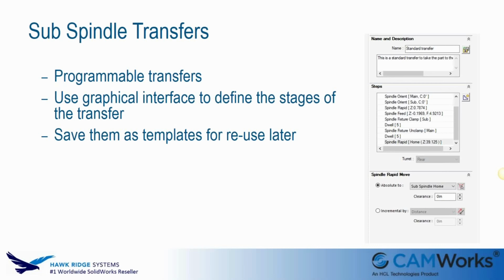Or you can just do standard transfers. You can just grab it, take it home, or you can do things like grab the part, pull it out a small distance, do a cutoff, and then take it home if you've got a bar feed or something like that in there. So we're going to go through a couple of examples of looking at sub-spindle transfers, how to set them up, what options you have to control the output, and things like that.